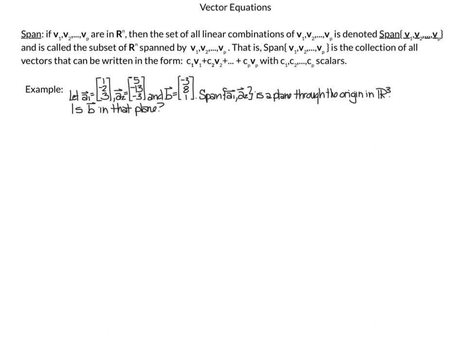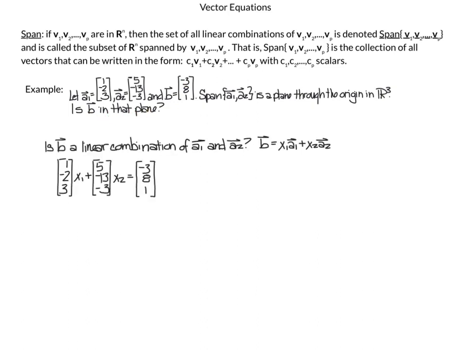Okay, so now I have a new example. Let the vector a1 be 1, negative 2, 3. The vector a2 be 5, negative 13, negative 3. And the vector b equals negative 3, 8, 1. So the span of a1 and a2, as we know, is a plane through the origin in R3. And also, it always contains the origin because the span always has the 0, 0 vector. And the question is, is b in the plane?